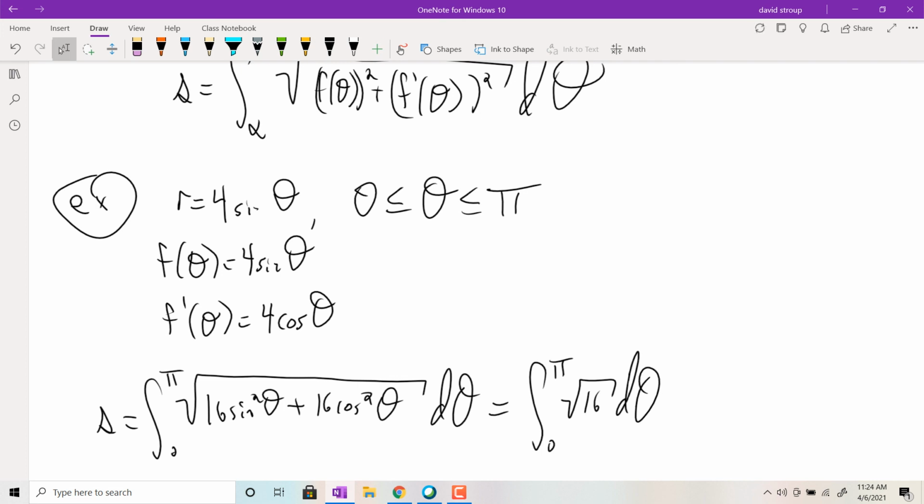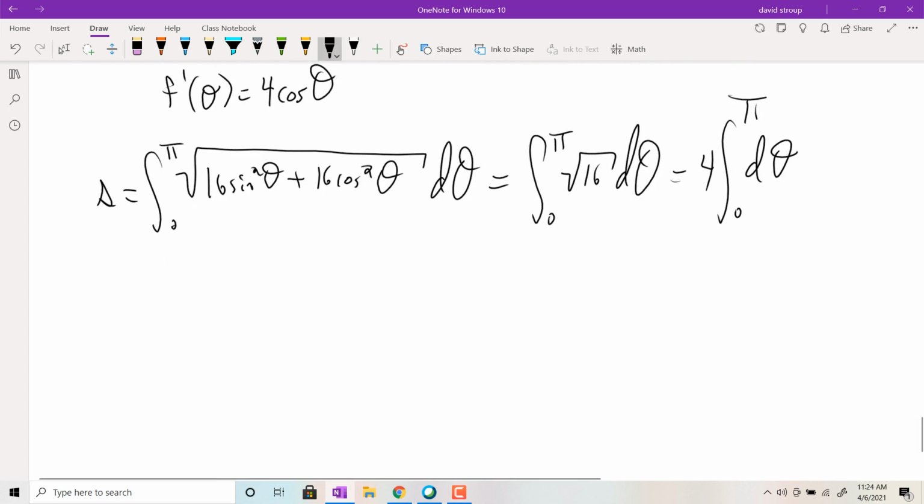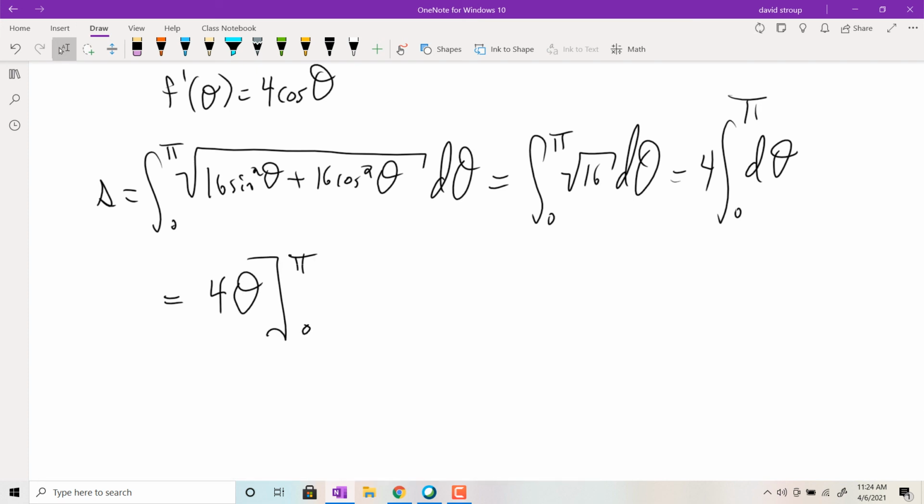And we can simplify that using our Pythagorean identities to just be square root of 16 d theta. So that will be 4 d theta, 0 to pi, and that will be 4 theta, 0 to pi, that will just be 4 pi. Okay, that would be your answer then, and that will do it for me.